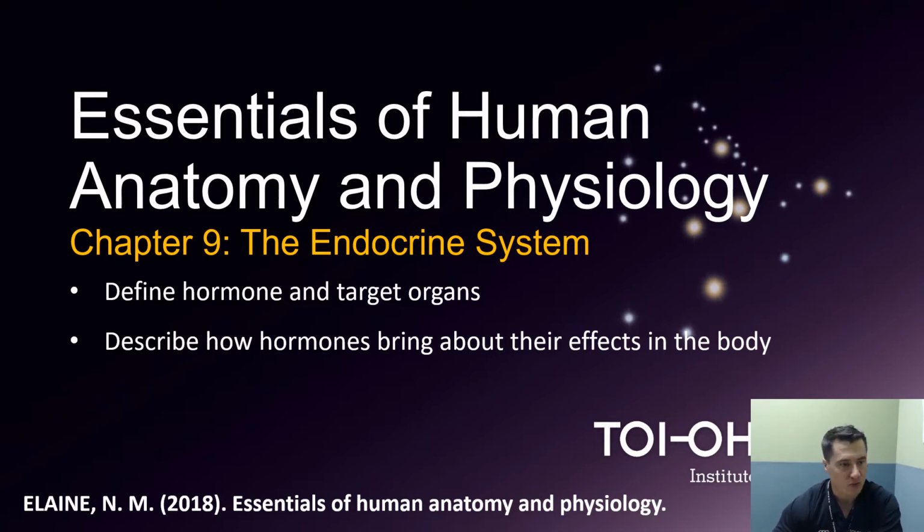Learning outcomes for this week are to define what a hormone is and what target organs are, and to describe how hormones bring about their effects in the body. Within that we will also learn about the structure of some key endocrine glands, linking this to some key examples of homeostasis.